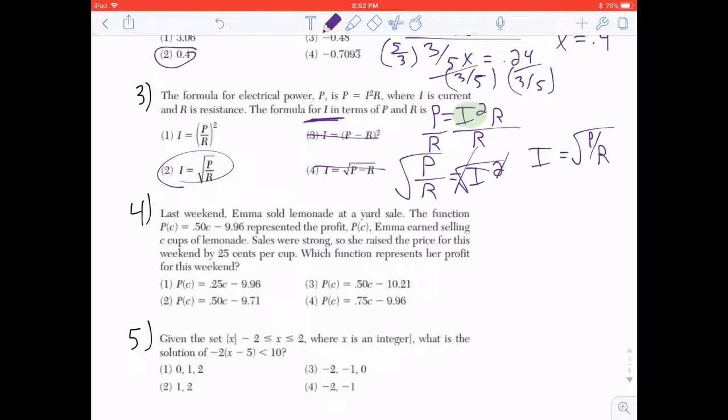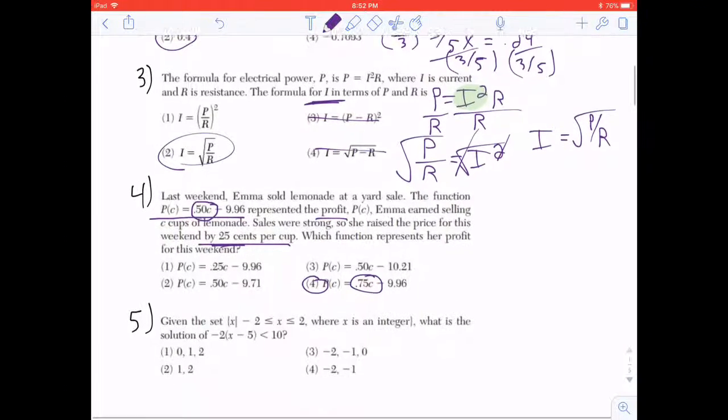Number 4, last weekend Emma sold lemonade at a yard sale. The function P of C equals 0.50C minus 9.96, representing the profit P of C Emma earned selling C cups of lemonade. Sales were strong, so she raised the price for this weekend by 25 cents per cup. Which function represents her profit for the weekend? Her original price was 50 cents per cup. So if you're raising it 25 cents, and we're talking about profit here, the only option it could be is choice number 4, 0.75C minus 9.96.